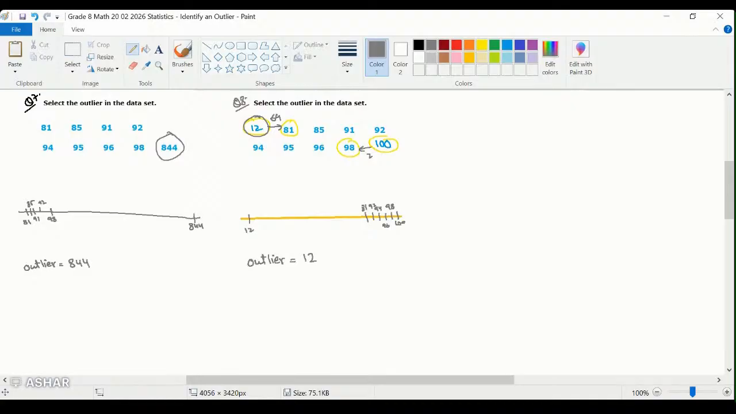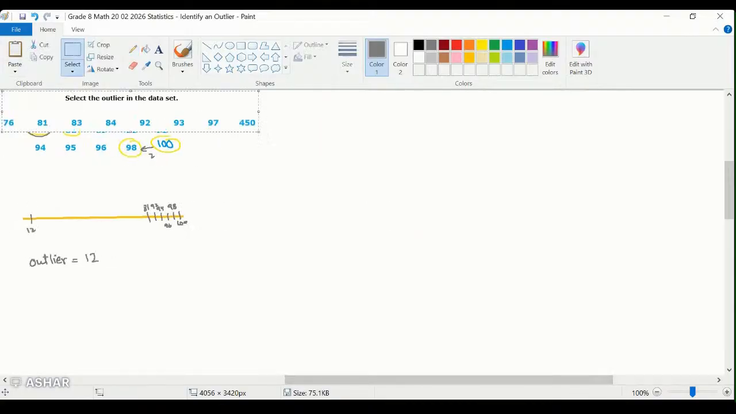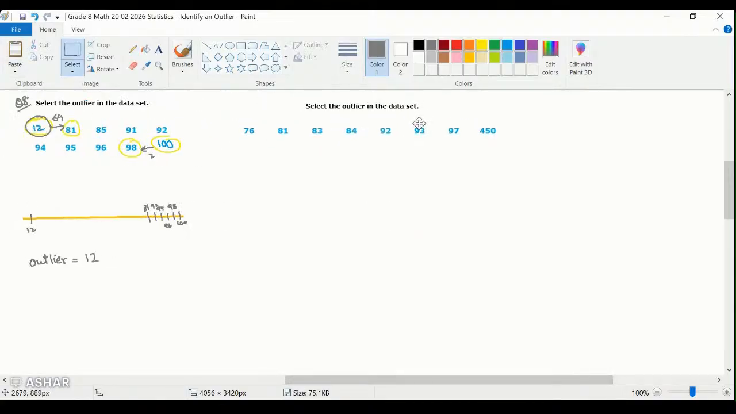Agreed? You don't have to draw this line. When the information is given to you, you'll only have to pick the outlier. Okay? You just have to identify the outlier. You do not have to make the number line. Okay, let's see the next question. We'll try to find the mean with the outlier and without the outlier, or we'll try to replace a number for an outlier.